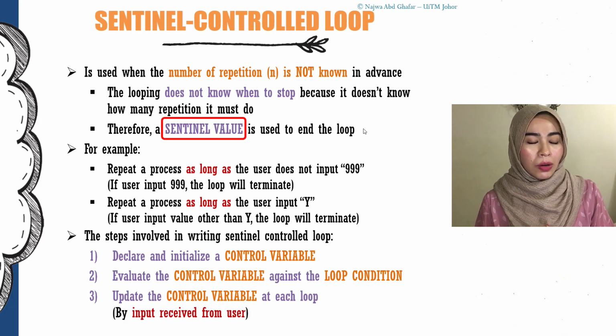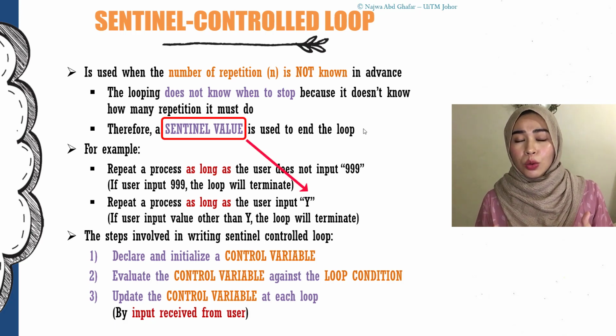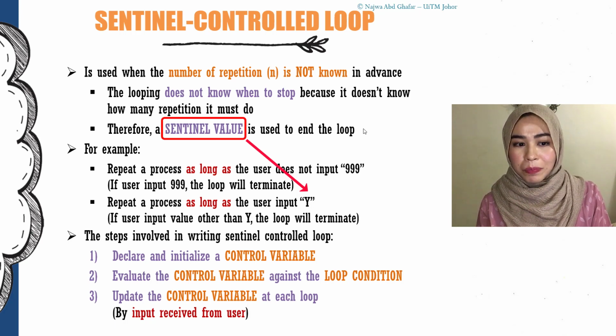All right, so another example: repeat a process as long as the user inputs Y. So you can ask, do you want to continue? If the user enters Y, it will keep repeating. It will keep repeating until the user enters a value that is not Y. You know what I mean?